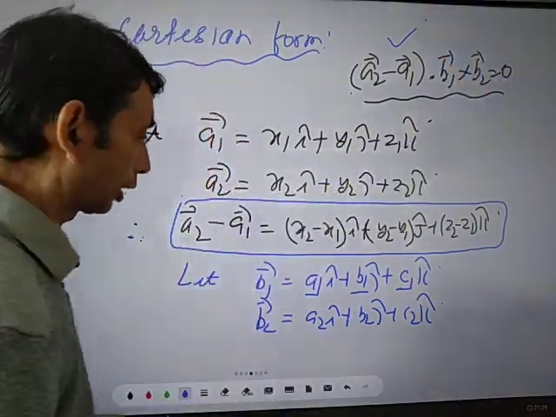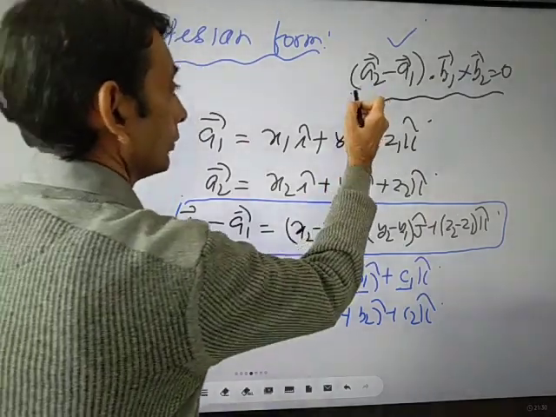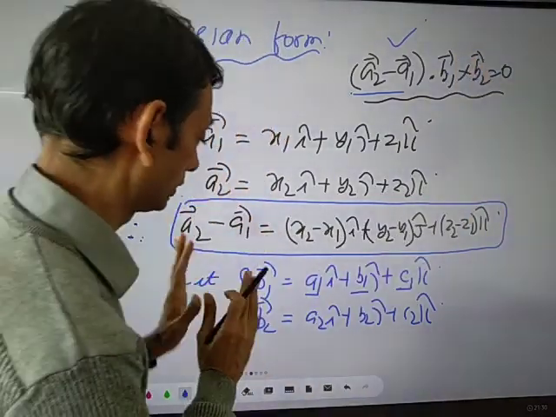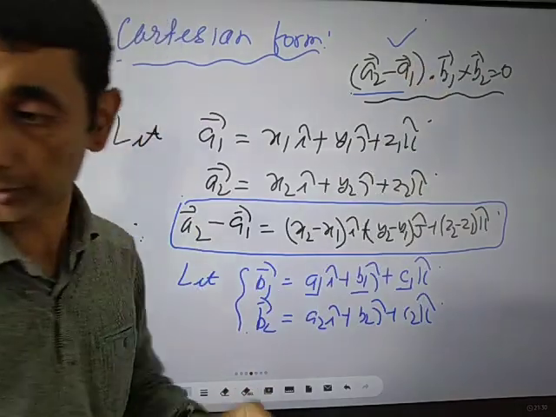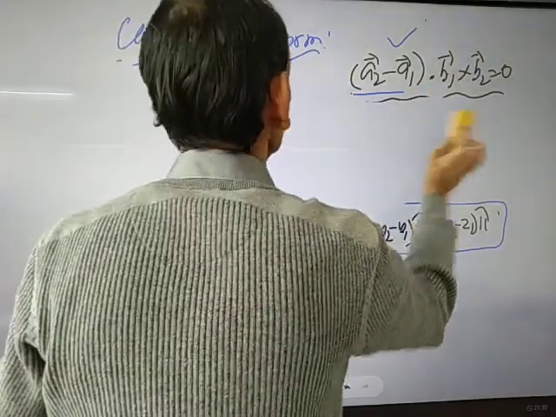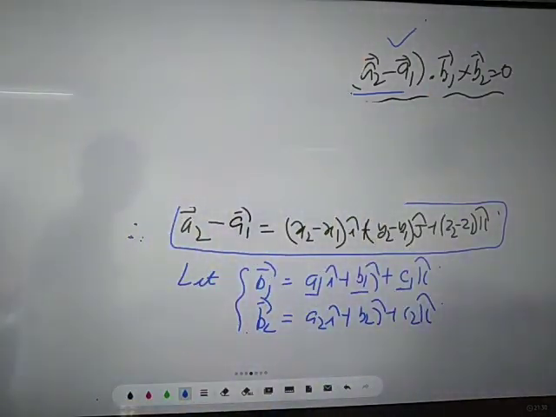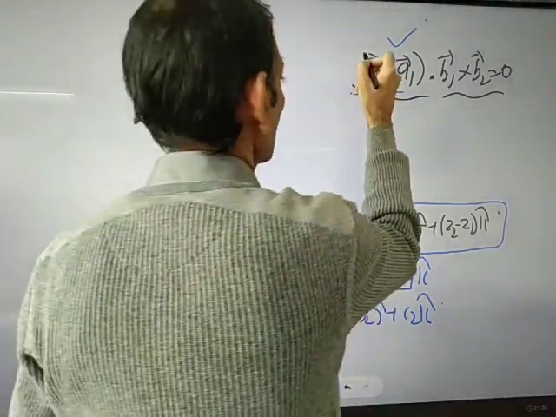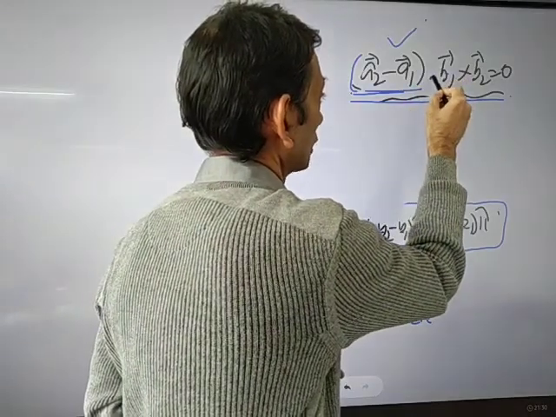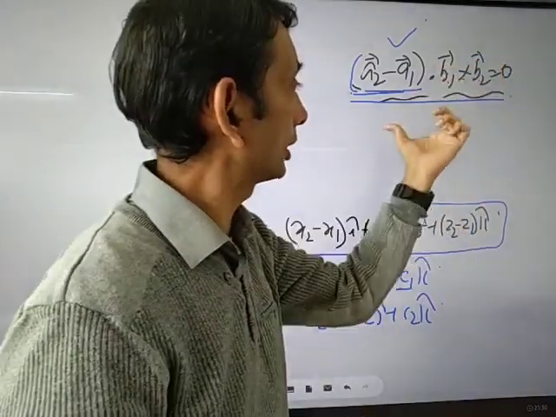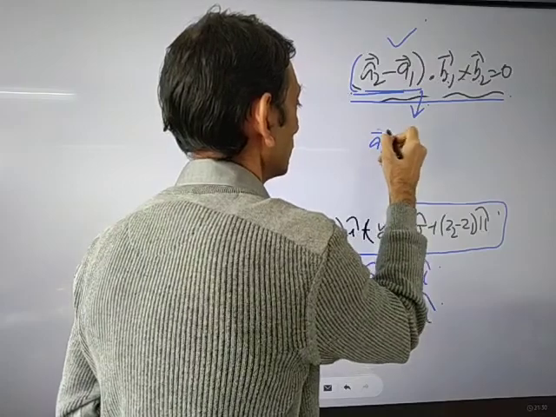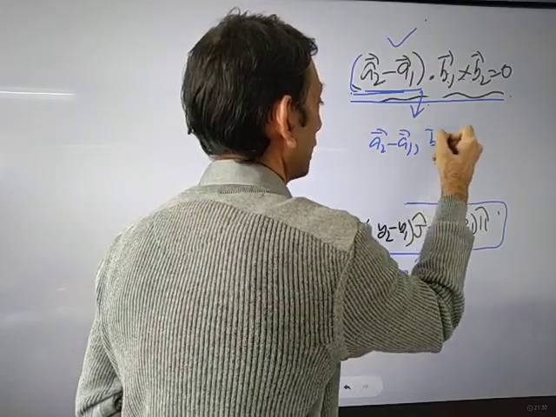Okay, yes. Now, since you got the value of A2 minus A1 and similarly B1 cross B2, with the help of these expressions, you can write the Cartesian form. Okay, so we'll find the Cartesian form. Now, before writing the Cartesian form, let me explain this particular form. Right. So you have seen that here, this is one vector dot B1 cross B2. So we know that this is a scalar triple product, which also can be written as A2 minus A1, comma, B1, B2.